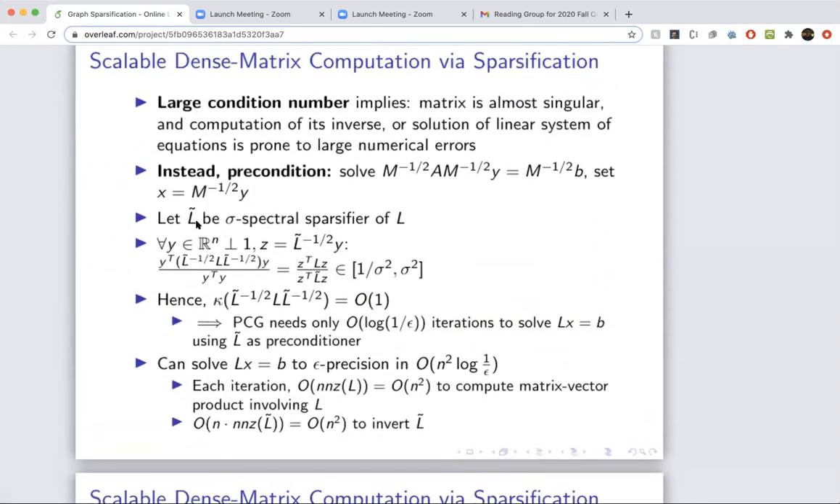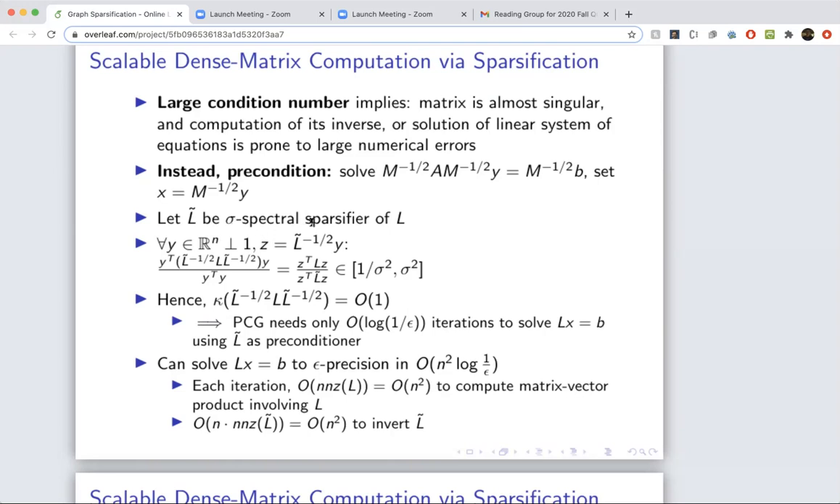So if we let L tilde be a sigma spectral sparsifier of L, then for all Y that is orthogonal to 1, we can let Z be equal to L tilde to the power of negative 1/2 times Y. We're trying to compute the condition number here. So we plug in Y transpose Y, and then this is our preconditioner matrix. Through this definition of Z, the top is going to be equal to Z transpose L Z, and the bottom is going to be equal to Z transpose L tilde Z.